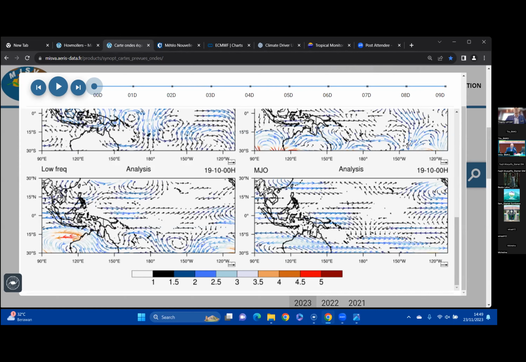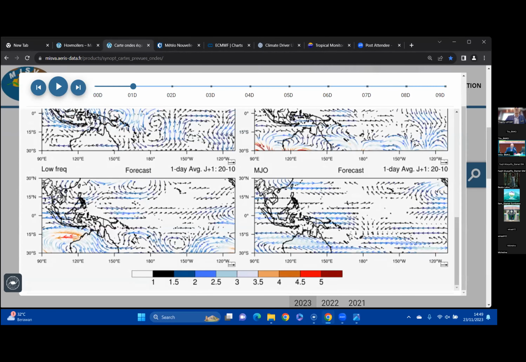The MJO was westerly with a bit of vorticity also, but mostly for Vanuatu.